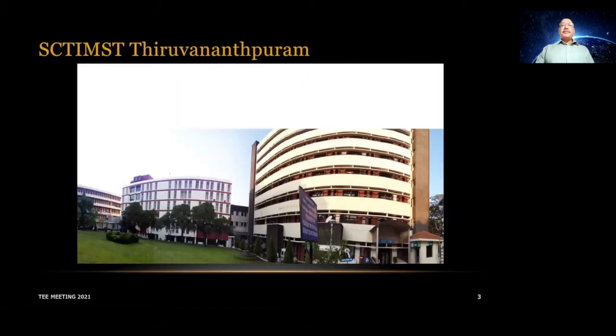Now, this is the place where I learned my art and science of cardiac anesthesia. I am sure that everyone in the audience would be familiar with this place. This is Sri Chitra Tirunal Institute for Medical Sciences and Technology, Thiruvananthapuram.